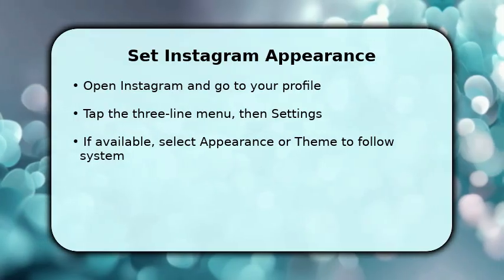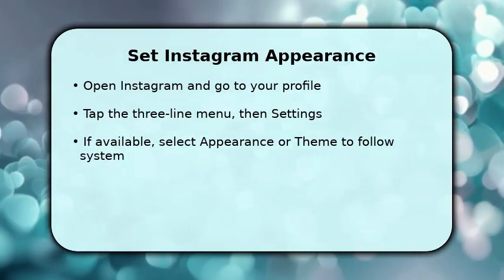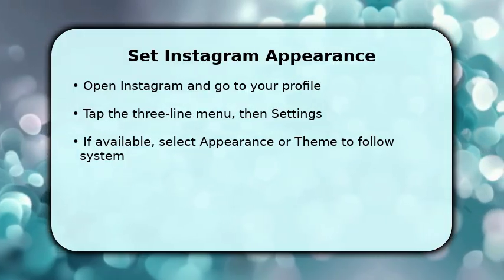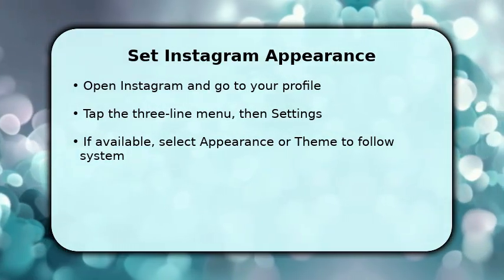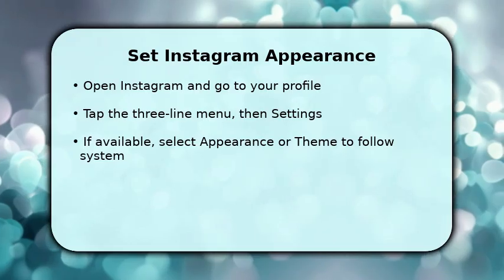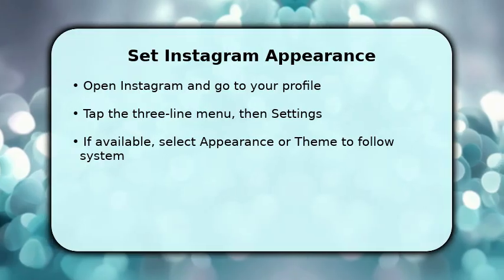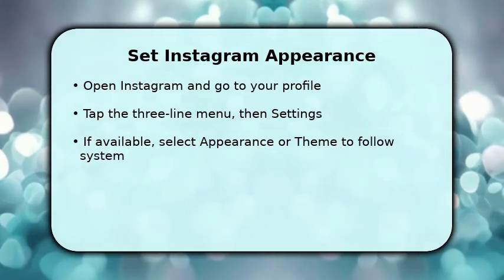If there's no appearance setting, Instagram uses the system by default. Relaunch the app to confirm. You may also toggle system dark mode off and on to force the app to redraw in dark colors. This refreshes the UI immediately. Finish by relaunching Instagram to ensure the theme takes effect.